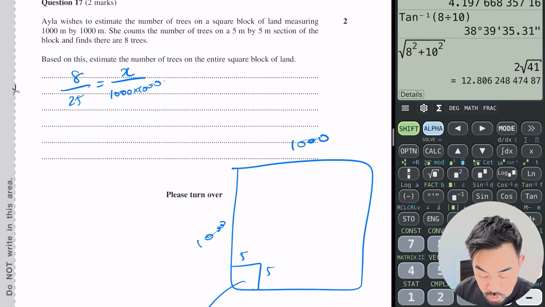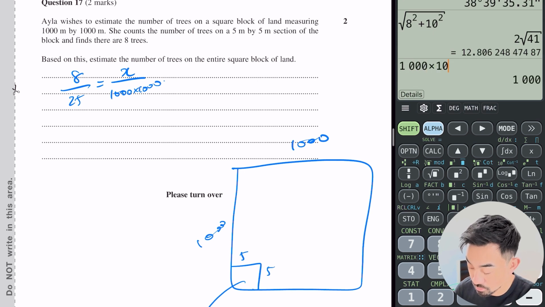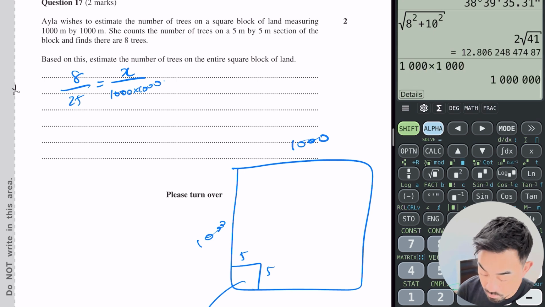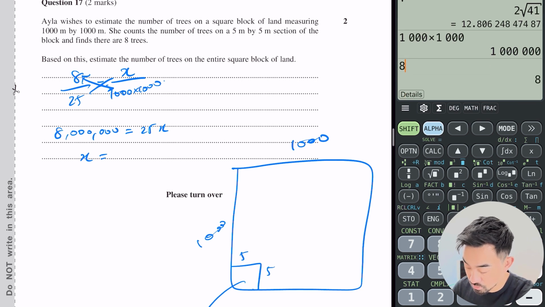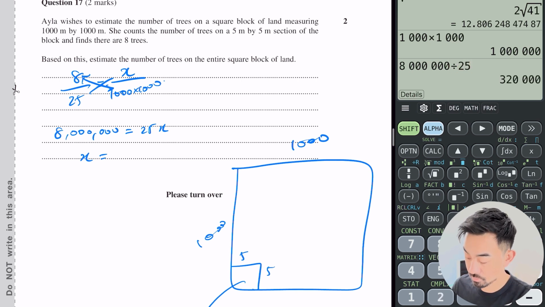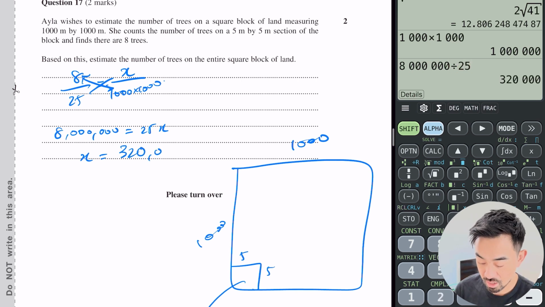Okay, so let's cross multiply. So well, first of all, what's 1,000 times 1,000? I think that's 1,000,000. Yep. So 8 times 1,000,000 there, so that's 8 million, is equal to 25 times x, which is 25x. Divide both sides by 25, and you get 320,000 trees.